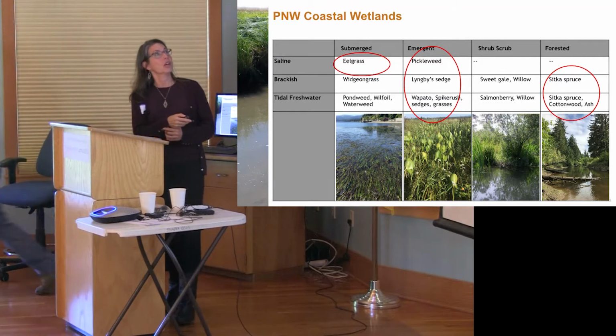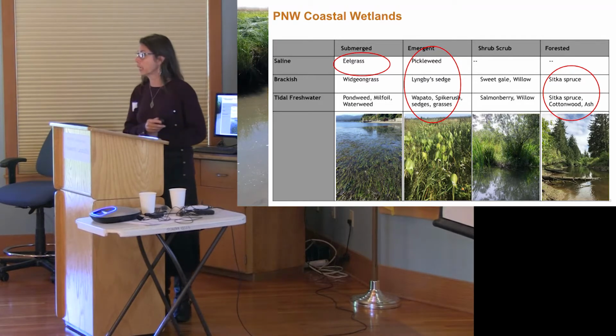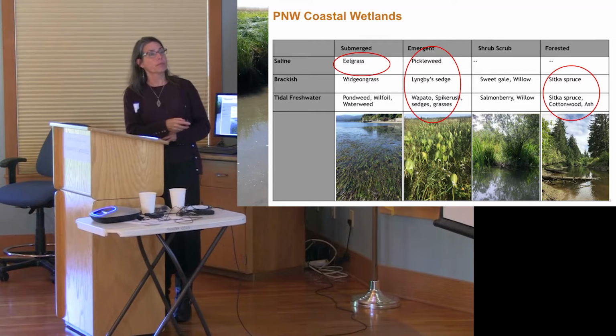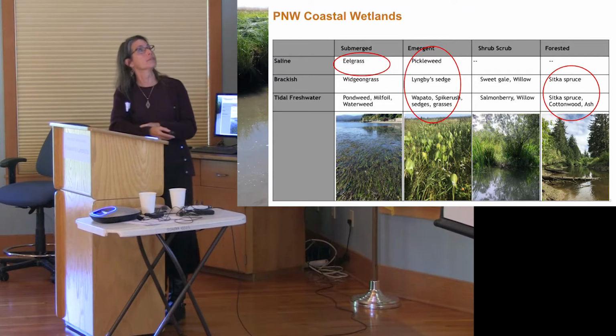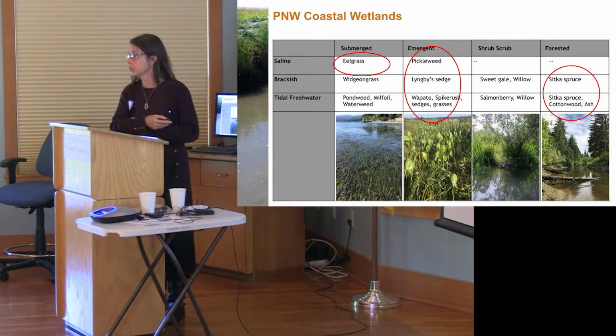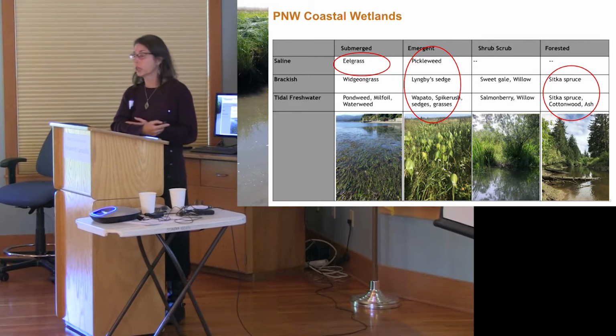Okay. So just by way of introduction to the kinds of areas that we were looking at, we had tried to cover basically the entire tidal range of Pacific Northwest coastal wetlands, and also the range from saline to tidal freshwater. So in the submerged aquatic, we really focused only on eelgrass in the submerged saline part. But in emergent wetlands, we had the full range from saline pickleweed marshes up through tidal freshwater, and in both low marshes and high marshes.